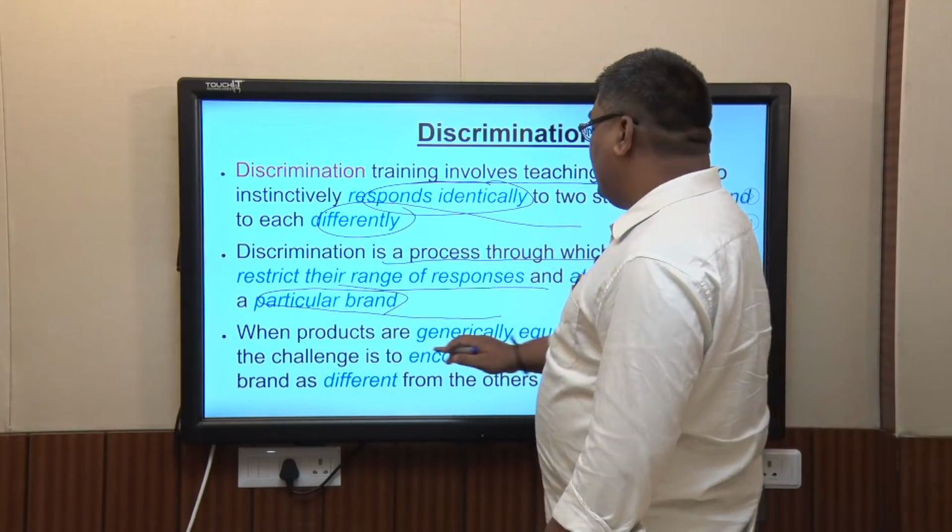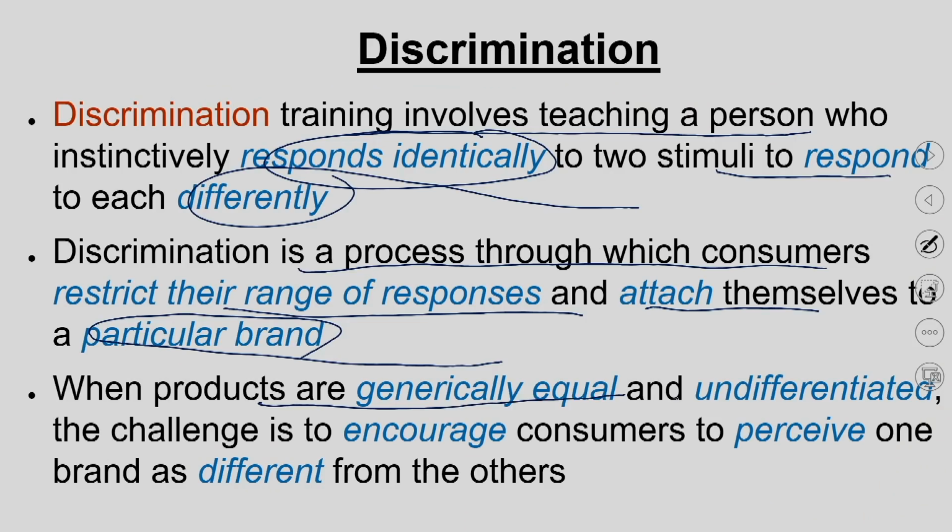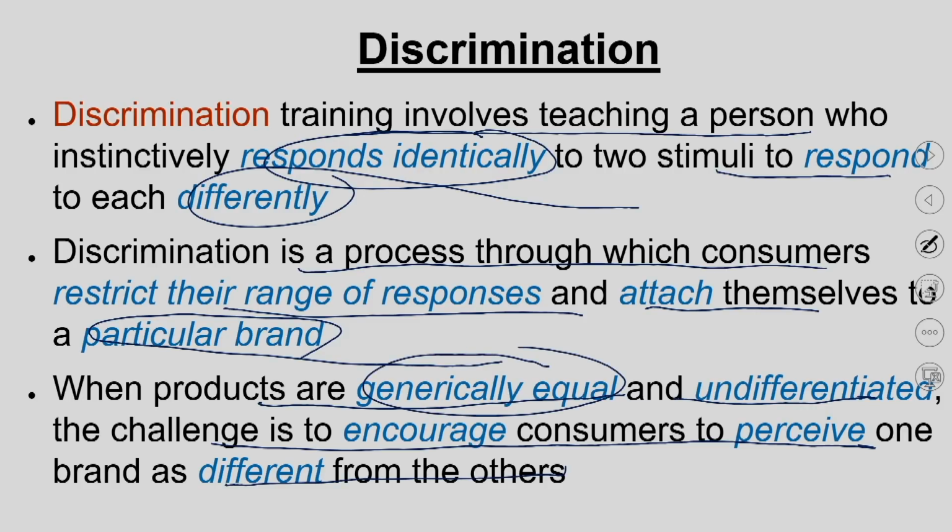other brands. Now, when products are generically equal and undifferentiated, the challenge is to encourage consumers to perceive one brand as different from others. As I said, when a generic brand is there, or when two products are generically equal, it is really a challenge for marketers to differentiate their brand from some other brand. For example, two brands of chips. Now, it becomes very difficult on the part of the marketer to make the consumer learn that two brands are different, right. And so that is what it is.